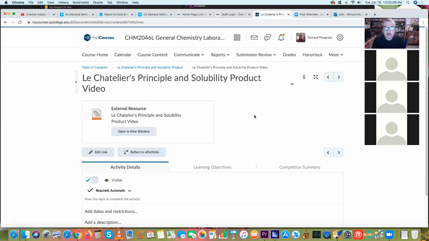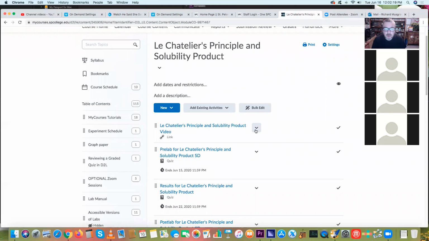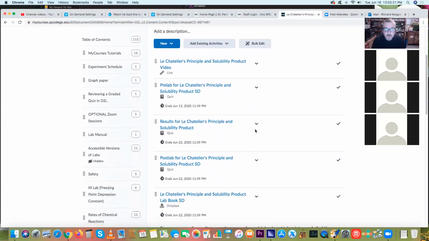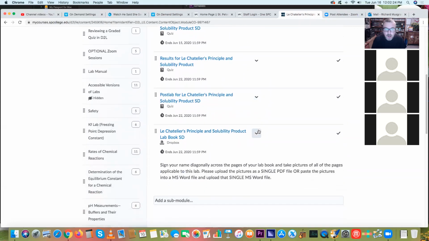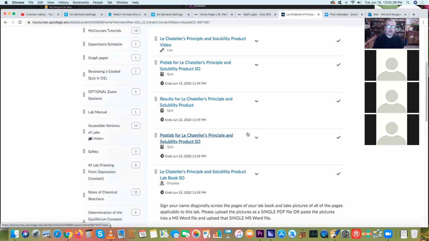All right. What else have we got here? The post lab is not too bad for the Le Chatelier's principle and solubility product lab. Everything is going to depend upon your understanding of Le Chatelier's principle. And that is, of course, part of what we're doing here for the test in the class as well. So understanding it here and understanding it there will be good for you. Anybody have any questions about the Le Chatelier's principle and solubility product lab?